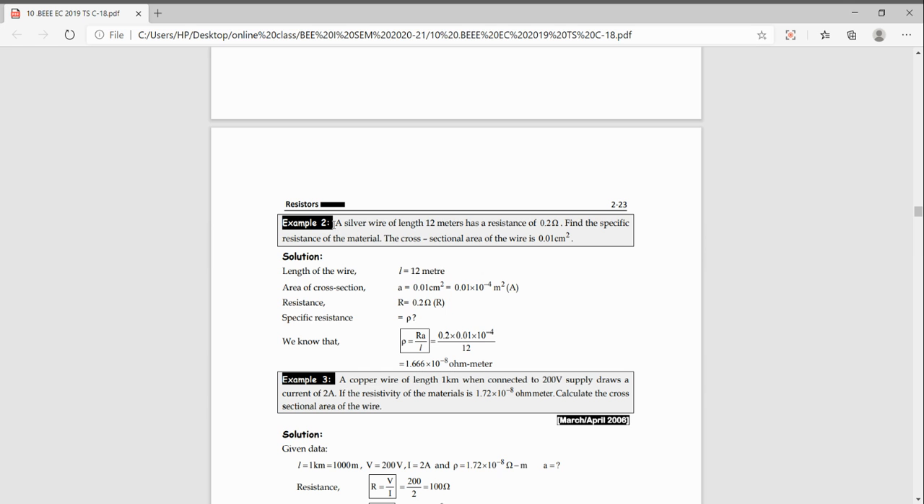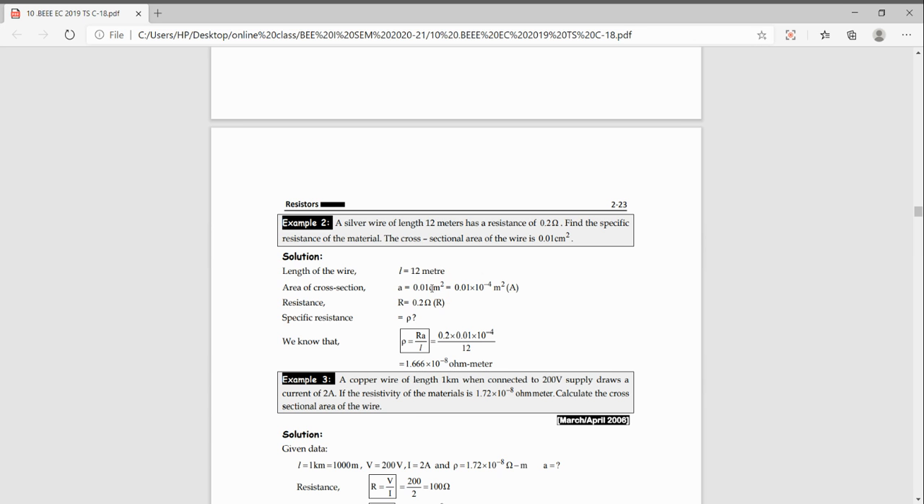See here, a silver wire of length 12 meters has a resistance of 0.2 ohms. So resistance is 0.2 ohms, length is 12 meters. Now they are asking us to find the specific resistance of the material, and the cross sectional area is given as 0.01 centimeters square. So L is equal to 12 meters, A is equal to 0.01 centimeters square, and R is equal to 0.2 ohms.